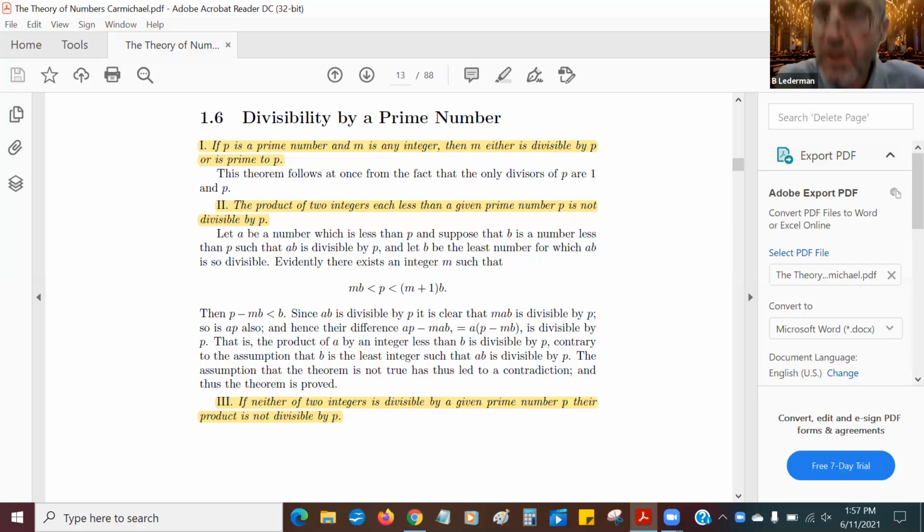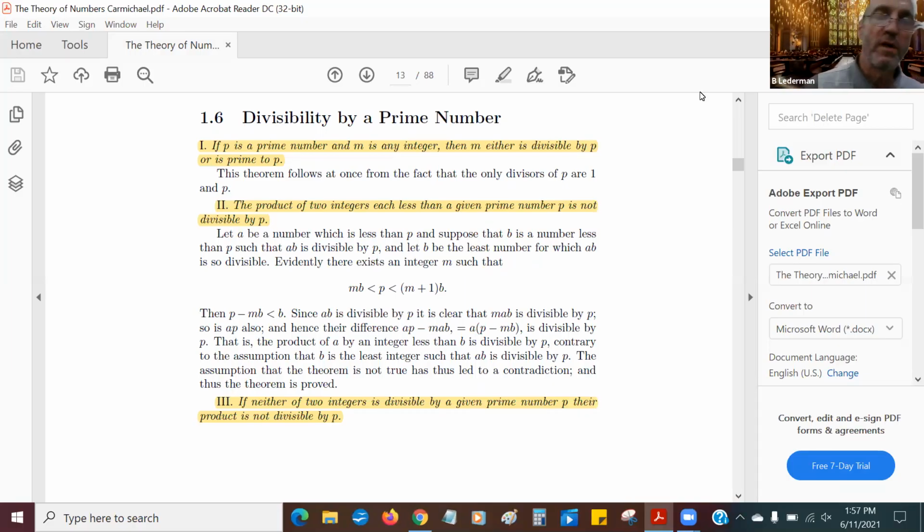Okay, good people. We are now doing 1.6. You probably had a feeling we were going to do this, especially after we had recently finished 1.5. Get it? Anyway, let's look at the first theorem.